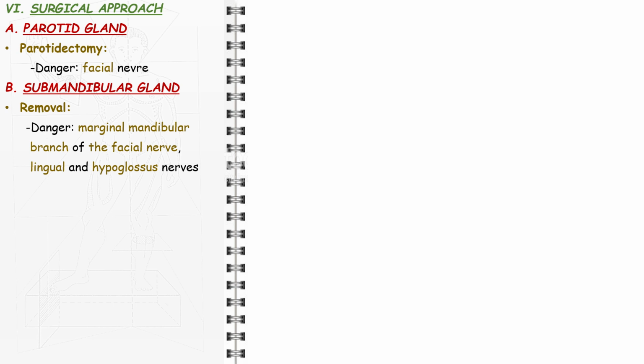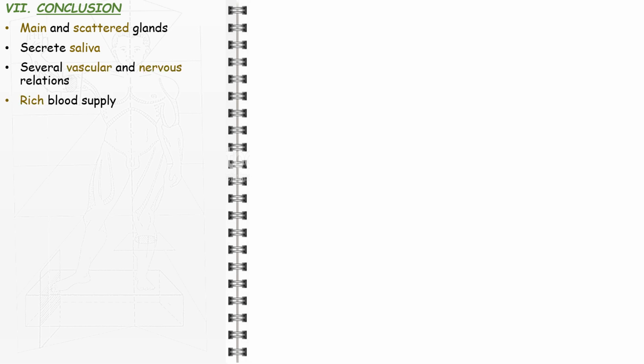The removal of a stone from the duct is carried out from within the mouth by incising the duct over the stone. The duct does not need to be sutured. The salivary glands are main and scattered glands. They secrete saliva. They have several vascular and nervous relations, a rich blood supply and a lymph drainage ensured by deep cervical nodes.